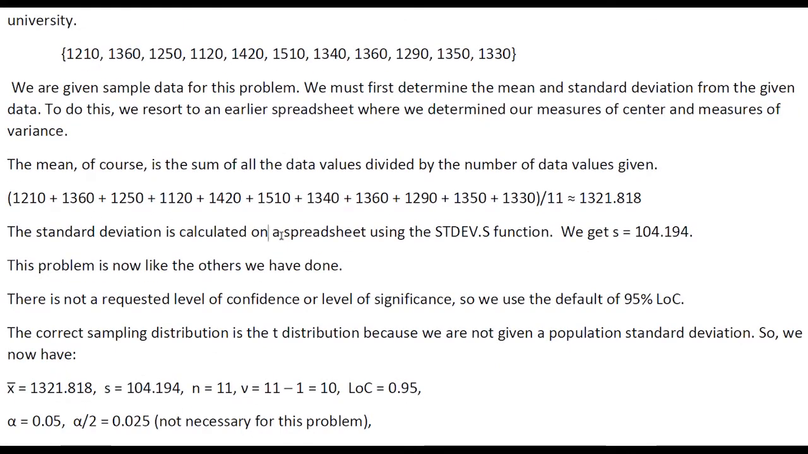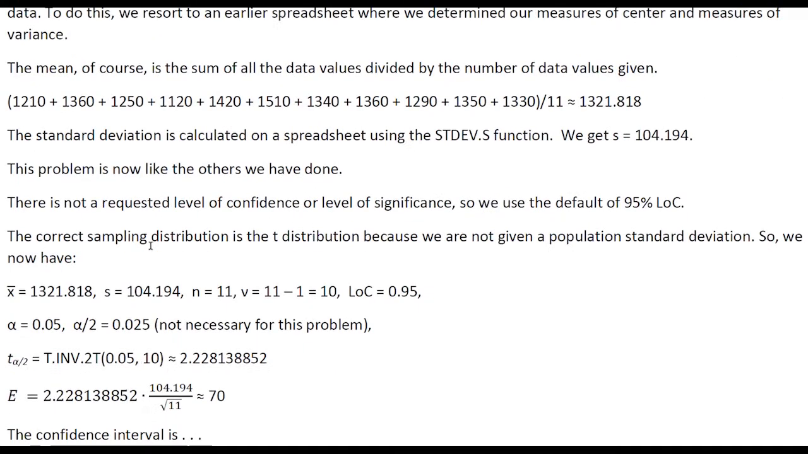Again, we're going to pop this all on a spreadsheet. I'm just sketching out the problem here. The correct sampling distribution is the t distribution because, again, we're not given sigma. We're going to end up with a sample standard deviation, but that's s. We have x bar, and that we had to calculate, but it was 1321.818. My s was 104.194.